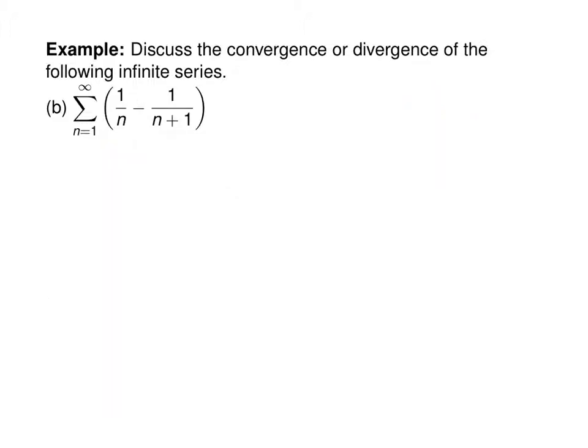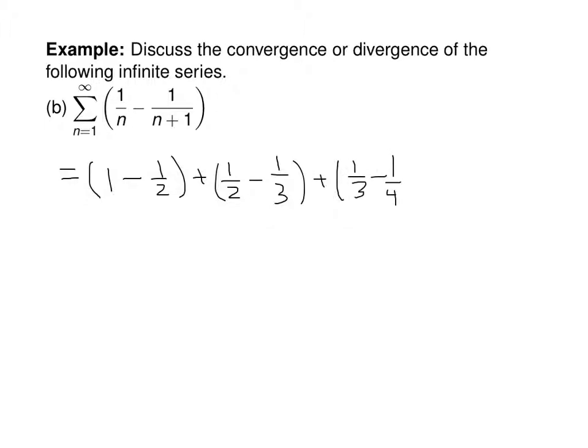Now this next example seems like it's going to be really challenging, but let's just list the first few terms and see what happens. First, when we input 1, we have 1 minus 1/2. Our next term we get by inputting 2, and we have 1/2 minus a third. Input 3, and we have a third minus a quarter, and so on. That goes on forever. And notice how these terms cancel, the 1/4 will cancel with the next thing.